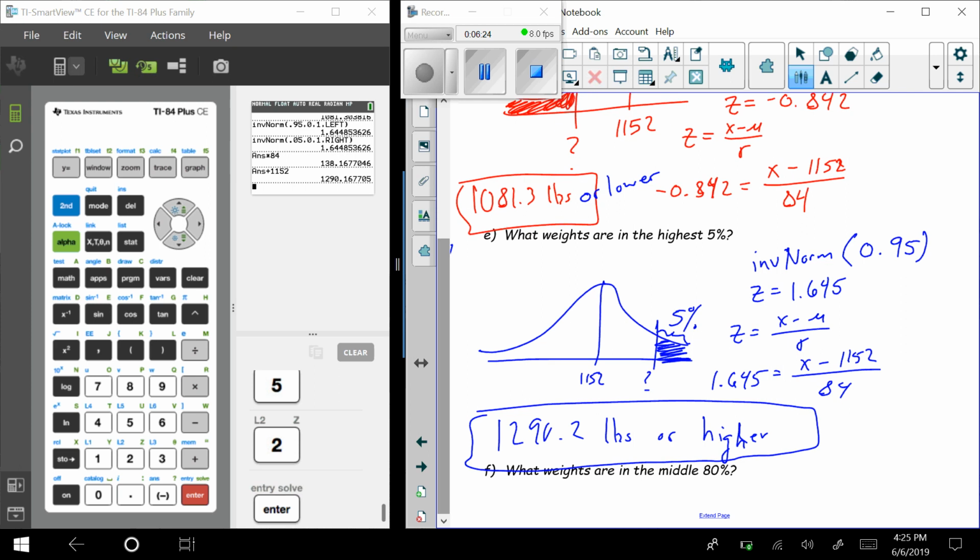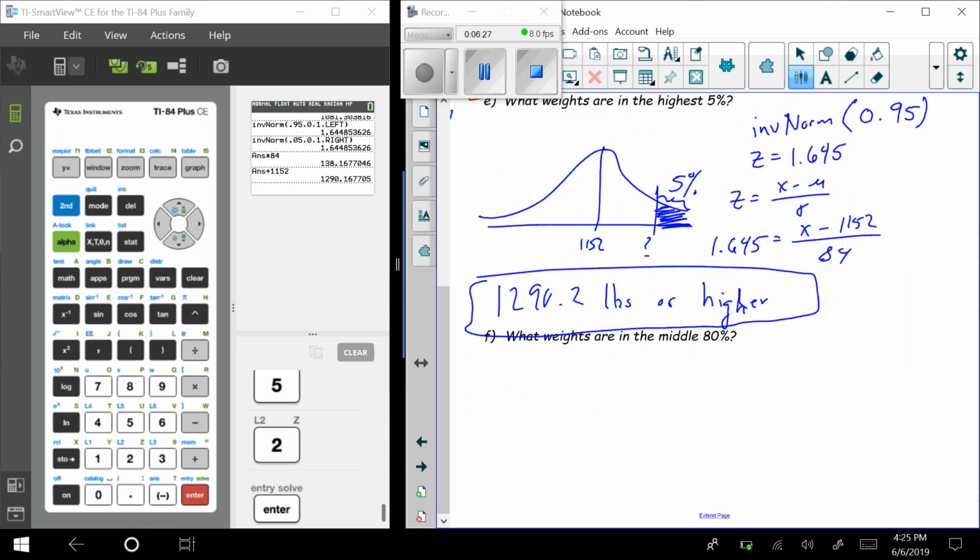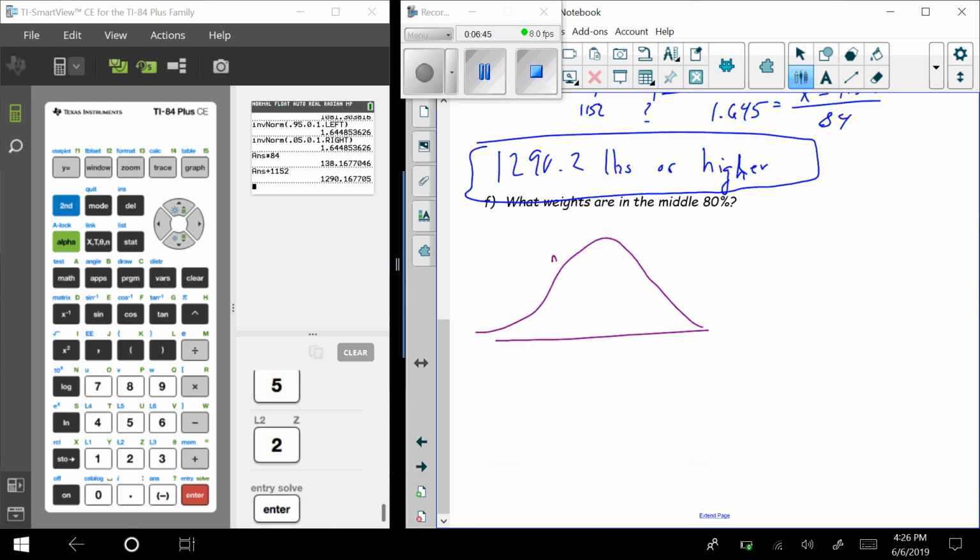Okay. On to the last one here, for example number 8. It says, what weights are in the middle 80%? All right. Let's think about this. So it says the middle 80%. Now it does say middle, so when we draw this, that means this part in here, down the middle, is still 1152. But I want its middle, so this entire section in here, I want to be 80%.